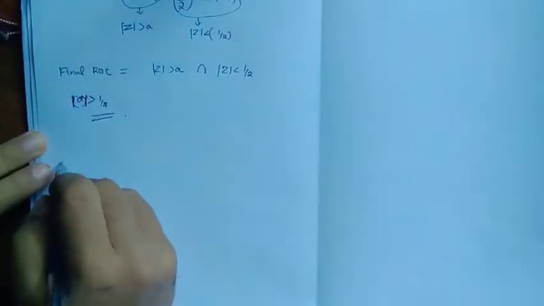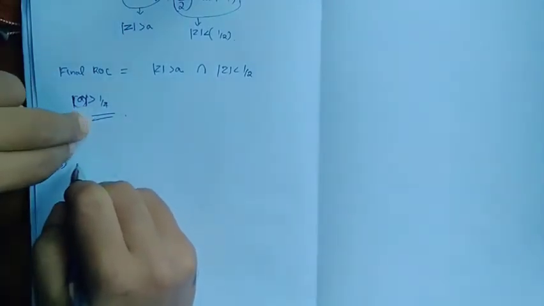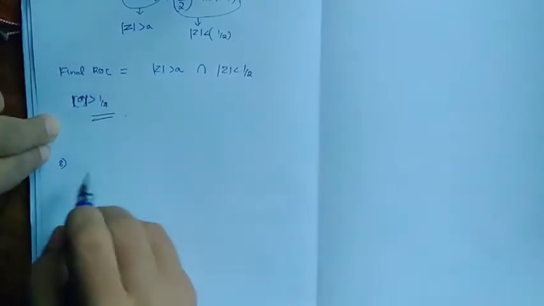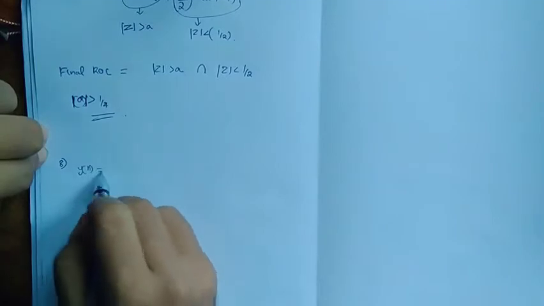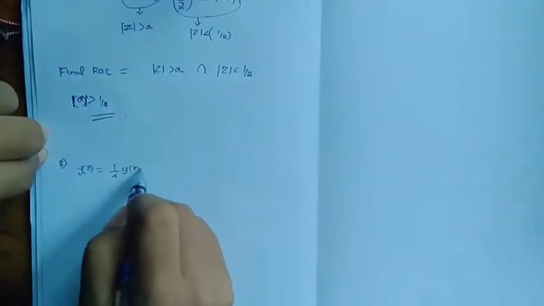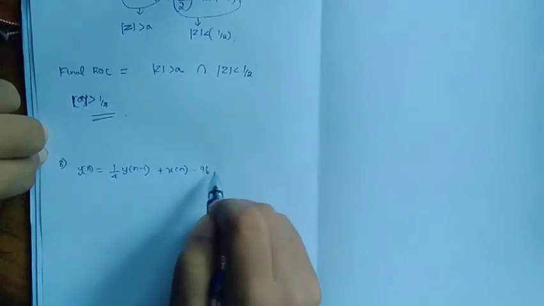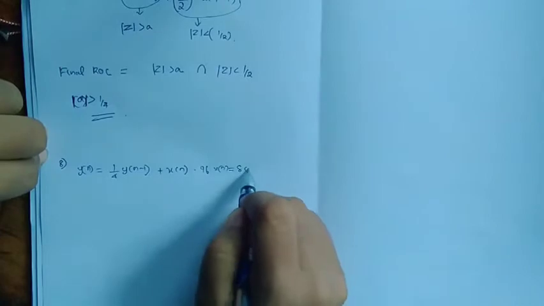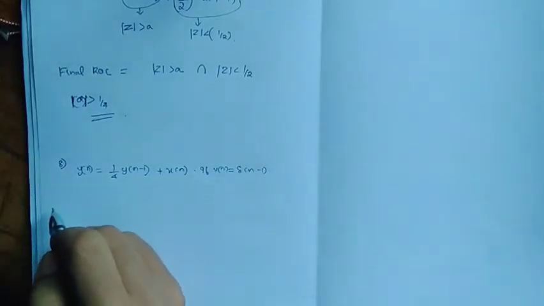Okay, now let's do the 8th question. Here in the question it is said that consider an LTI system whose input x of n and output y of n are related by the difference equation, which is y of n equal to 1 by 4 into y of n minus 1 plus x of n. If x of n equal to delta of n minus 1, then we have to find out y of n.